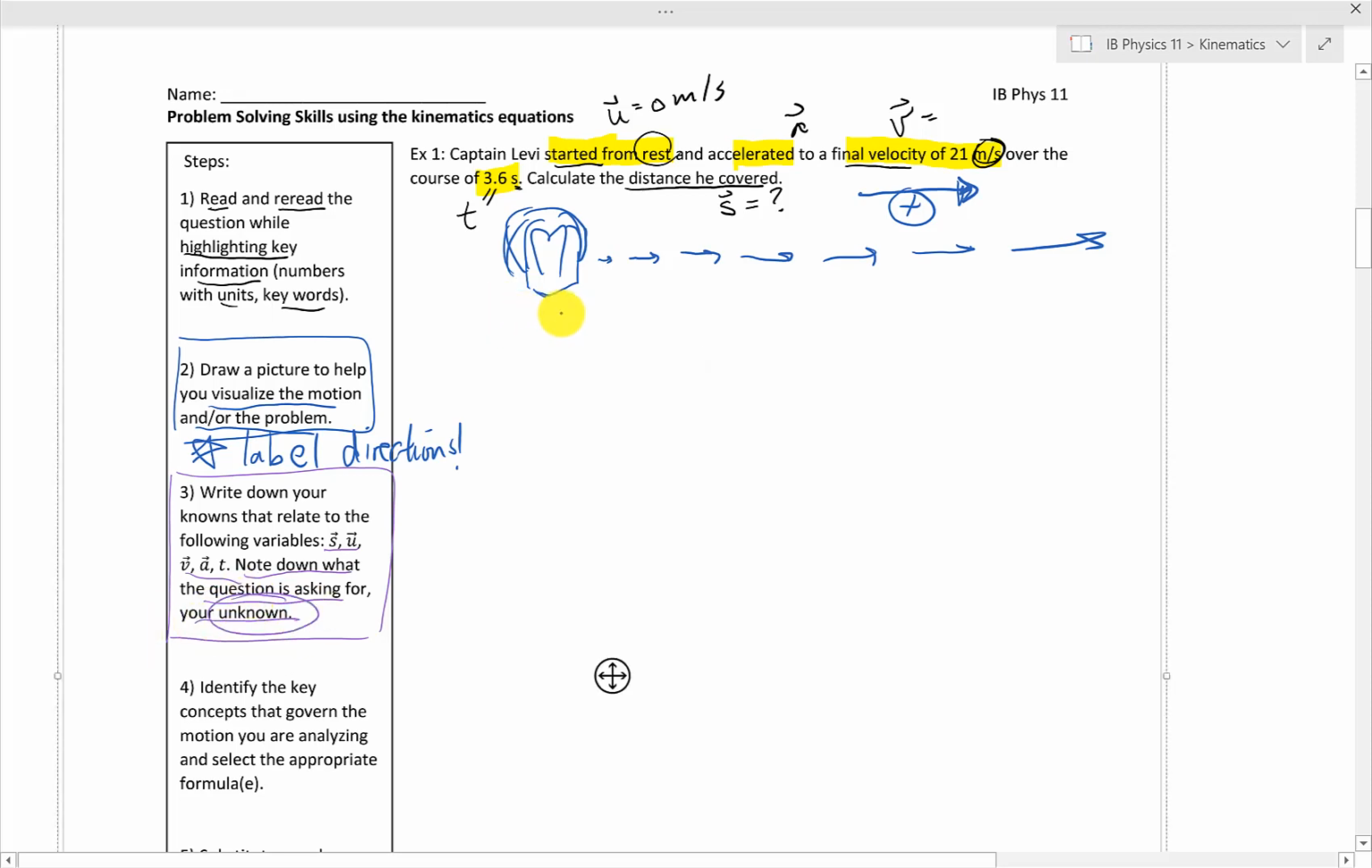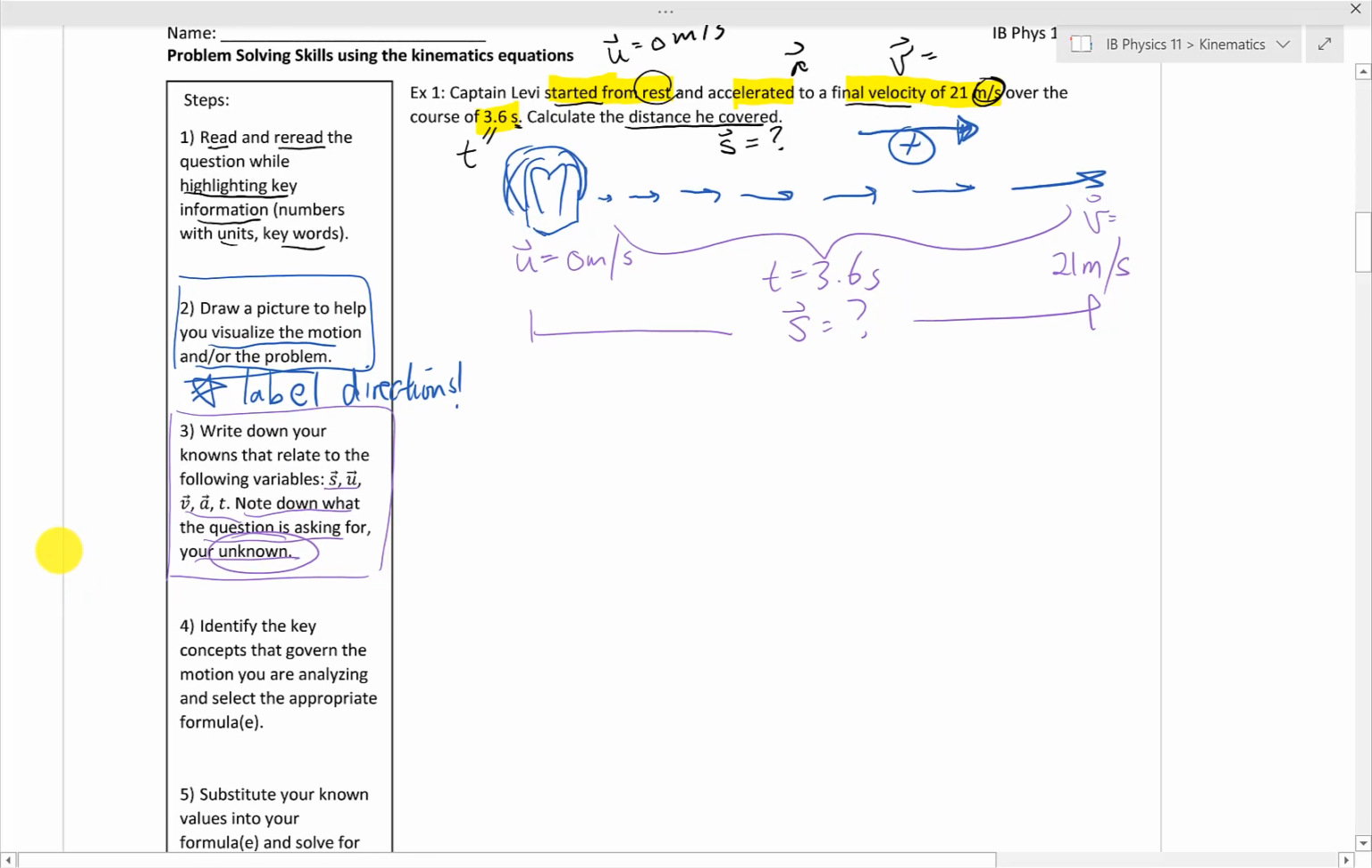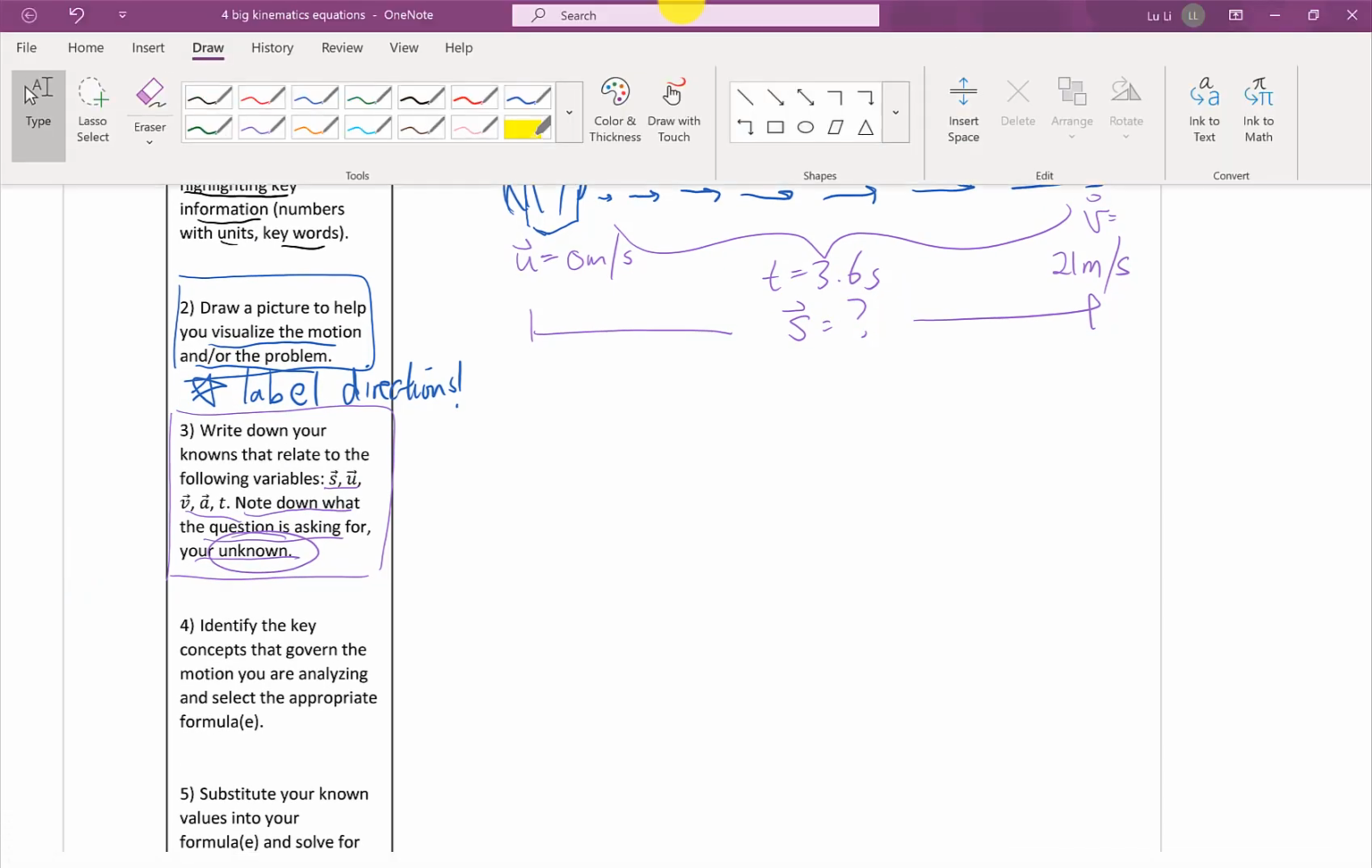So we know that Levi starts off here, and I like to draw it. I have to label this beside the picture, so that kind of tells me where things are. He starts off with 0 meters per second. He travels for a total of 3.6 seconds, okay? And he achieves this final velocity here of 21 meters per second. We want to find out what this distance is that he has covered, okay? So that is identifying what you know and what you don't know.